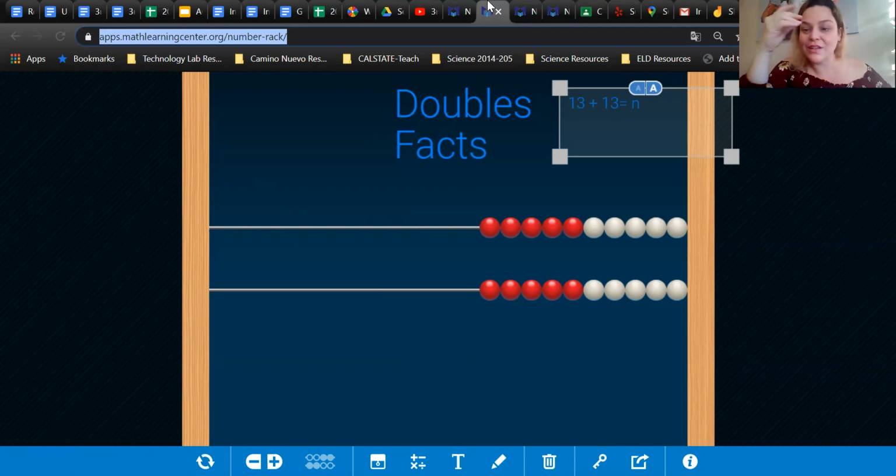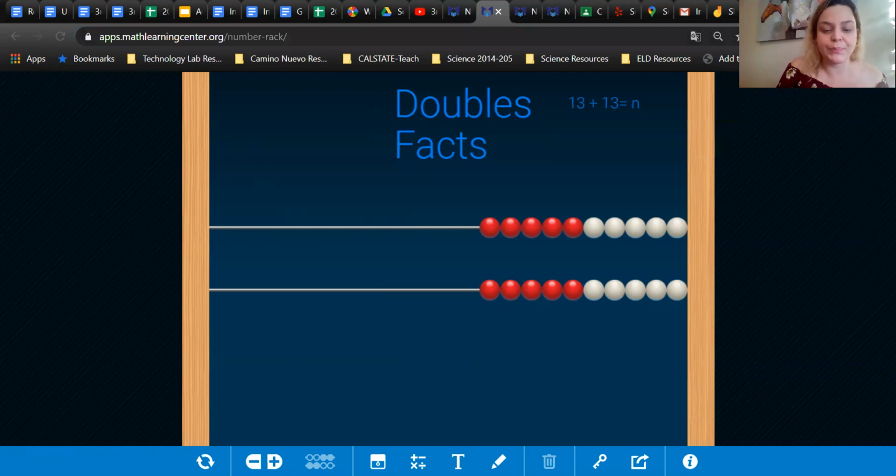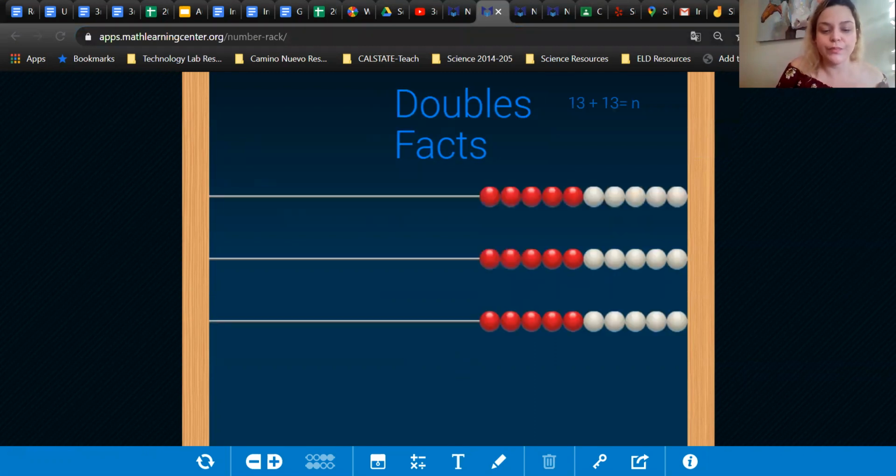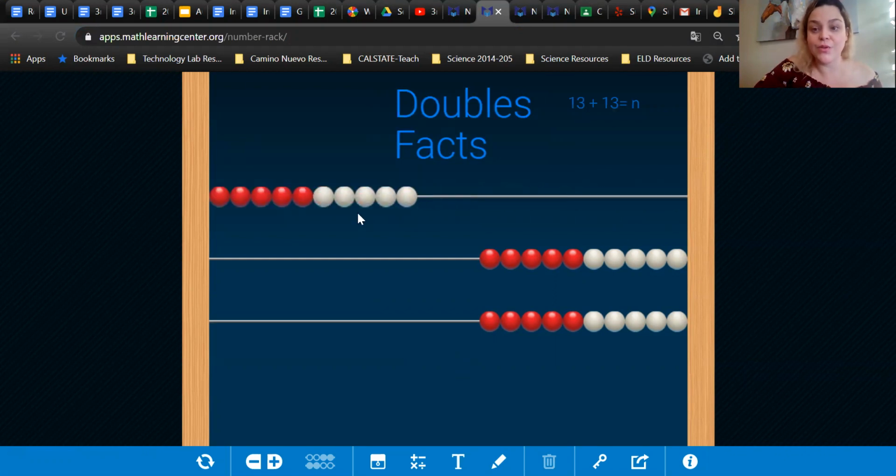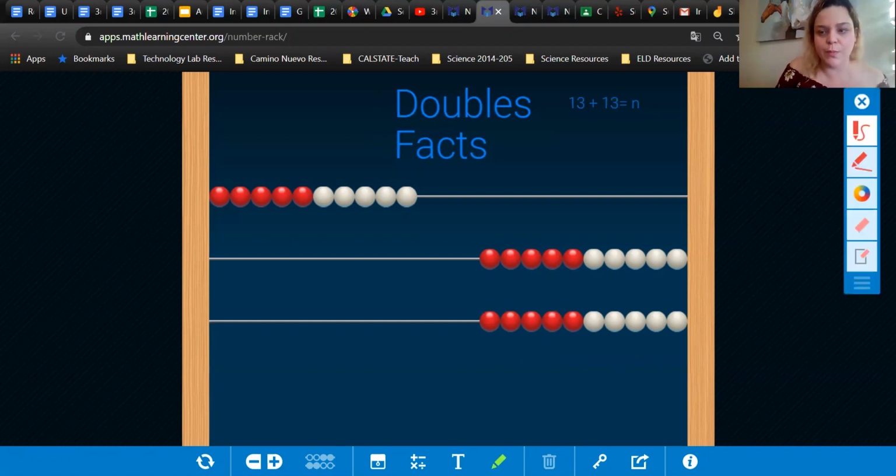And so, let's think about how we're going to solve this on the number rack. It looks like I might not have enough beads, so I'm going to add another set of beads. Okay, so I know I have 13, that's my first addend, they're both 13. So I know there's a 10. If I were to break apart the 13, if I were to decompose the 13, I know I have a 10 in there. So I'm going to represent that with a pen.